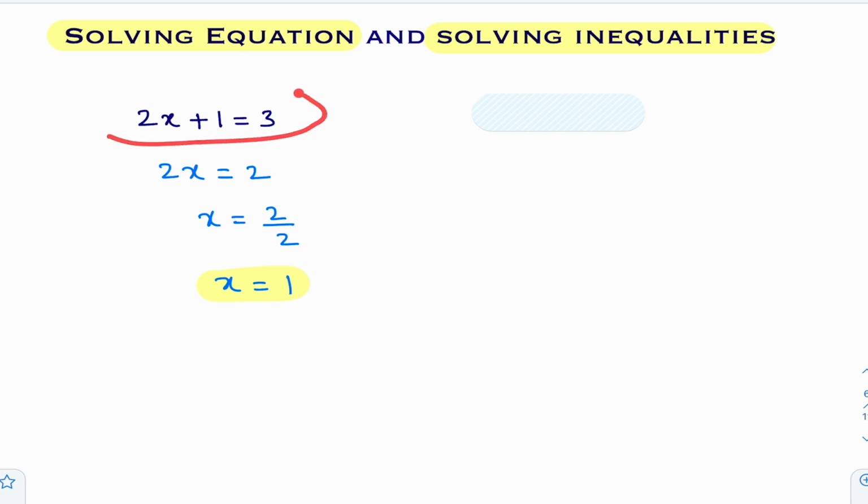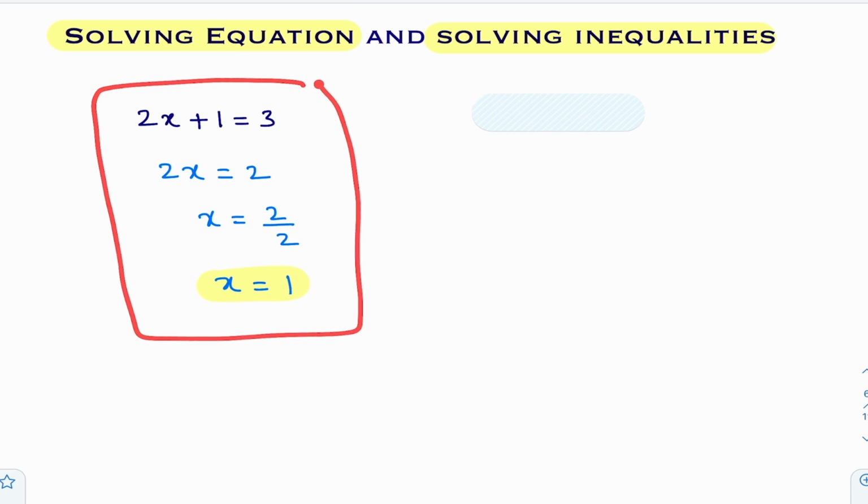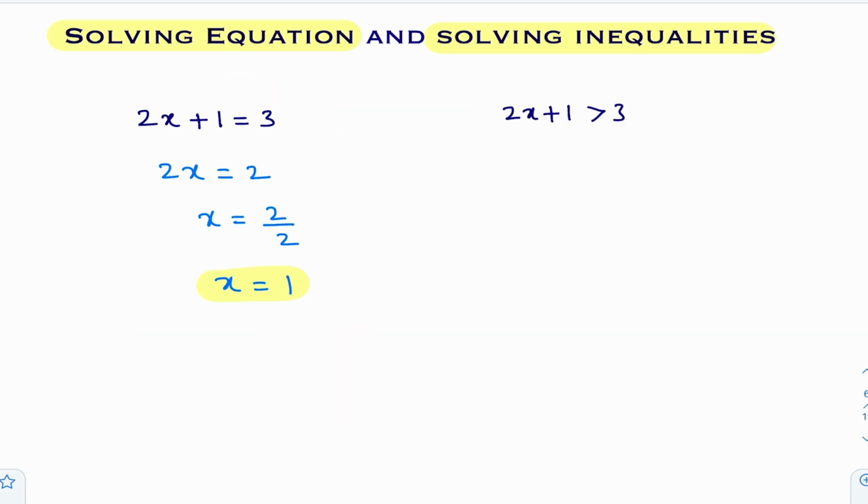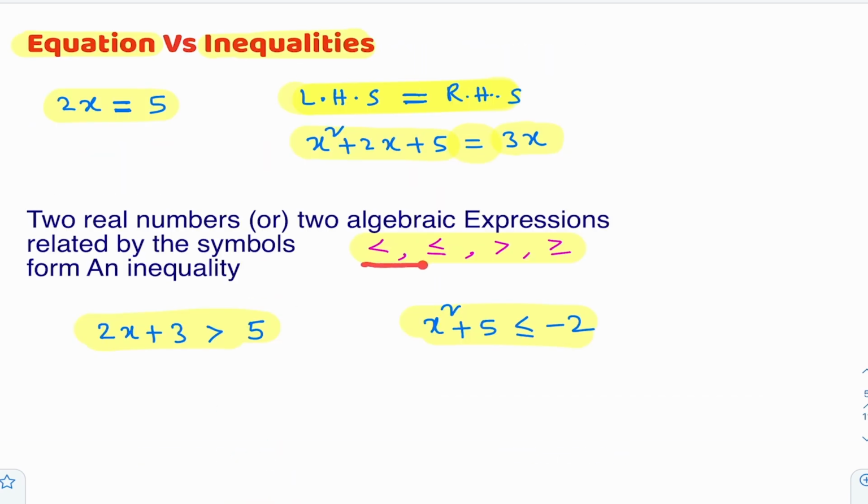How did you identify it is an equation? Because between two algebraic expressions there is the symbol equal. So this is the procedure of solving an equation. How do we solve inequalities? Same here: one algebraic expression is there, and here one algebraic expression is there. Between these two, an inequality symbol is there. You know what the inequality symbols are? Look here, the symbols are there.